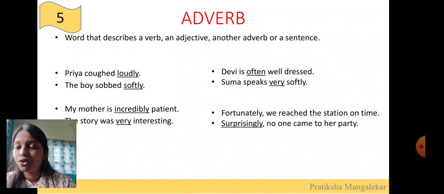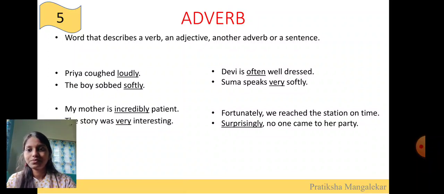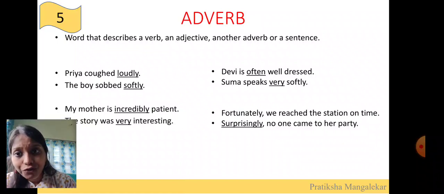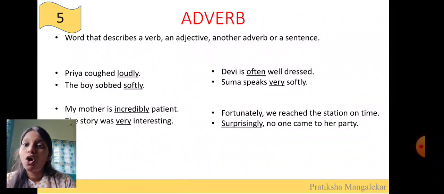The story was very interesting. Very is the adverb. Devi is often well dressed. Often is the adverb which describes the already existing adverb, that is well, in the sentence. Suma speaks very softly. Very is the adverb.